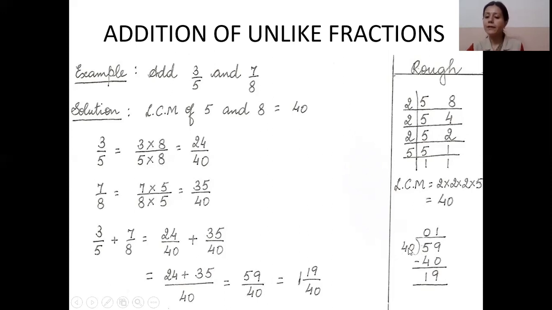Divide 59 by 40. 40 ones are 40. The remainder is coming out to be 19. So what will be your mixed number, children? 1 19 upon 40. Your whole number will be 1. This remainder will become your numerator. The denominator will be the divisor. So beta, 59 upon 40 is equal to 1 19 upon 40. Moving on to the next question now, children.